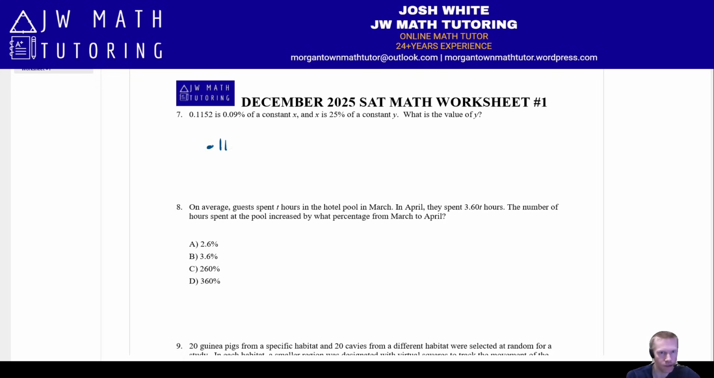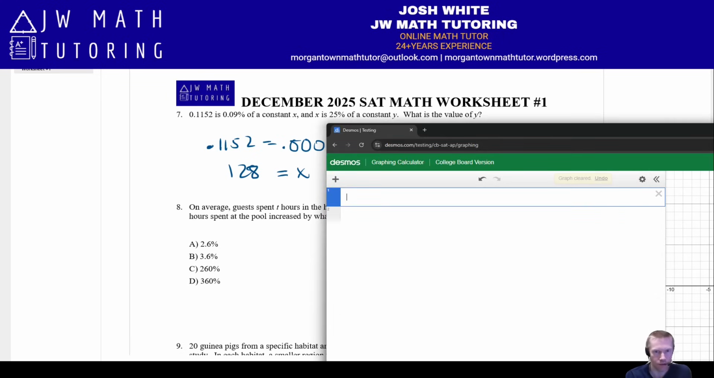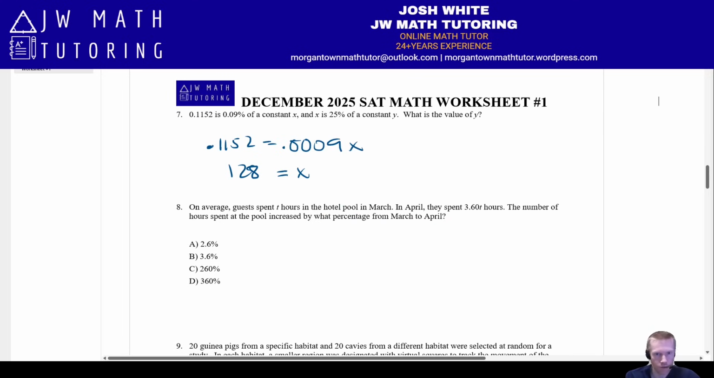So you really just have the first equation, which is 0.1152 would equal 0.0009 times x. And then if you go ahead and solve this for x, you should get 128. So you can actually solve for x right away. Let's just confirm this. And I will also show the entire Desmos method after this. Okay, so we get 128.